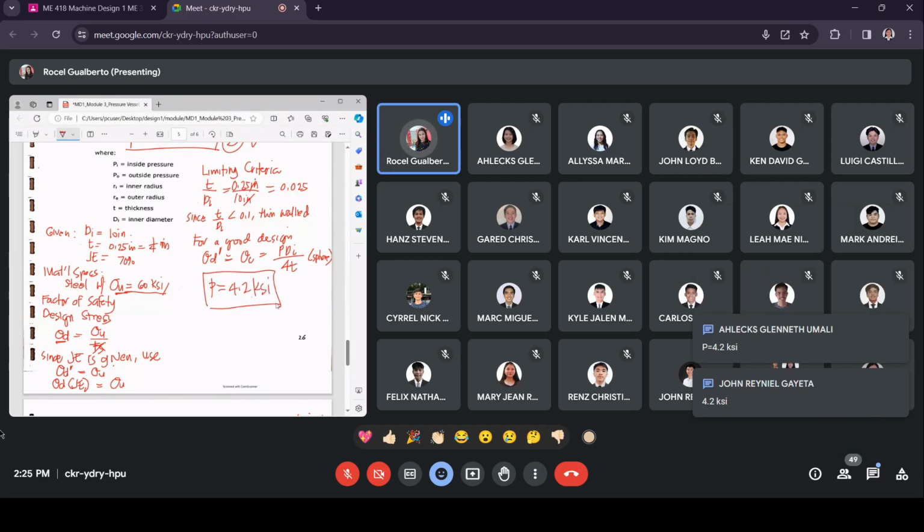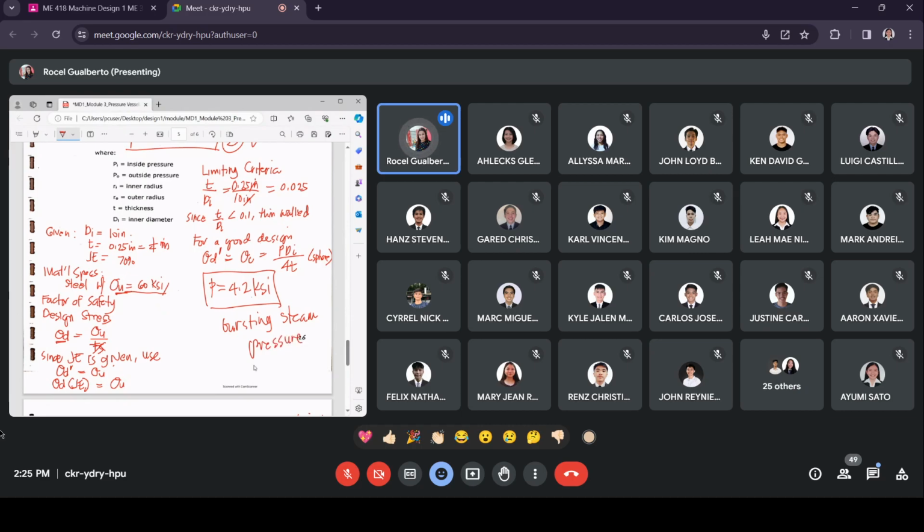We call this your bursting steam pressure. Meaning if we use this pressure on the vessel, most likely it will explode. But if we incorporate a factor of safety, just like the usual that we are doing, the pressure will be a safe pressure, so no bursting would occur. That is why we eliminate the factor of safety on our design, for us to be able to obtain this.